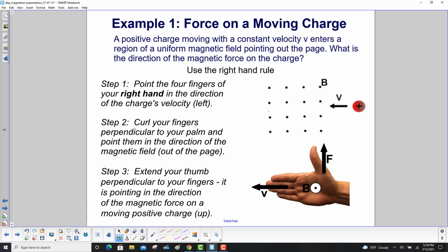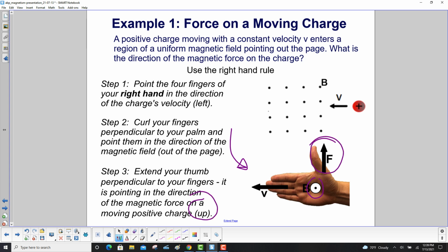Point the four fingers of your right hand, here we have a little model, in the direction of the charge's velocity, which is to the left. Curl your fingers perpendicular to your palm and point them in the direction of the magnetic field. So that's out of the page. Or you can just face your palm in that direction. Extend your thumb perpendicular to your fingers. It is pointing in the direction of the magnetic force on a moving positive charge, which is up.